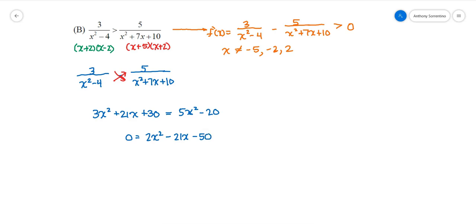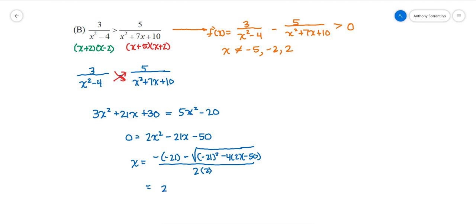This is a quadratic equation set equal to 0, so now I'm going to use the quadratic formula and say, well, based on this, x is going to equal negative 21 minus the square root of negative 21 squared minus 4 times 2 times negative 50, all over 2 times 2.